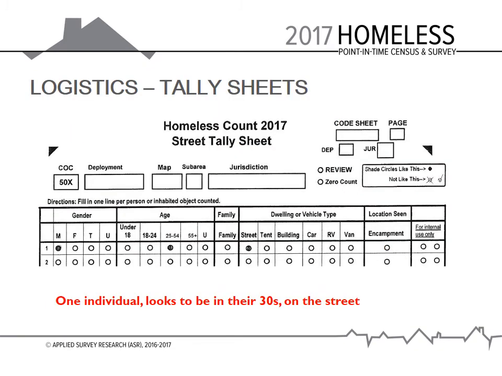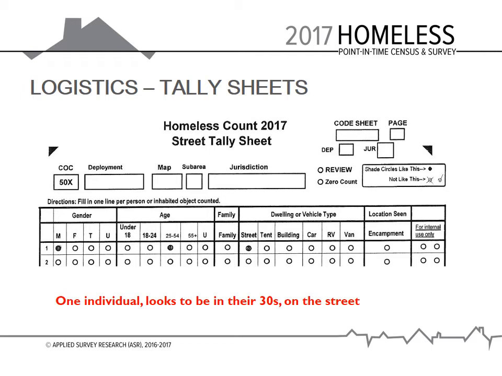All right, so the next few slides will be some samples of how to fill in your tally sheets. On the bottom in red, you see one individual who looks to be about in their 30s on the street. You'll mark line number 1, fill in M for male if the individual is a male. If the individual is a female, you can bubble F. T stands for transgender. U stands for unknown.